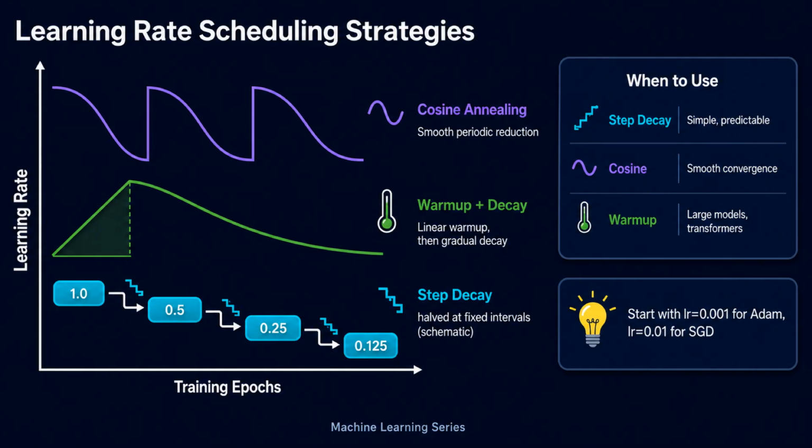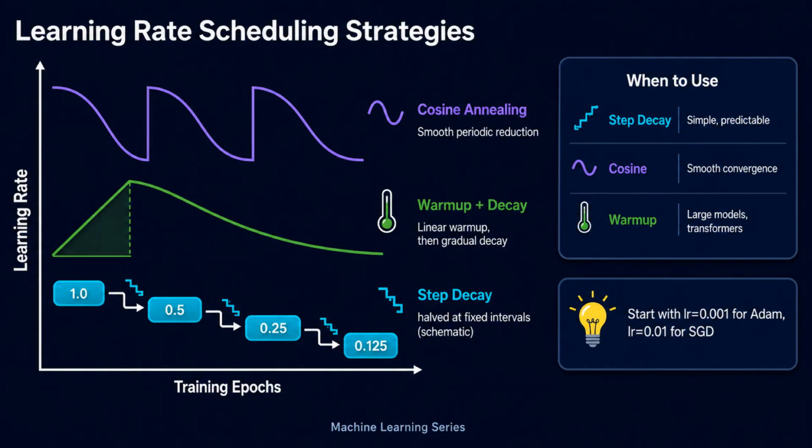Even with adaptive optimizers like Adam, the overall learning rate significantly impacts training quality. Learning rate scheduling adjusts the learning rate during training to get the best of both worlds: fast early progress and precise final convergence. Step decay reduces the learning rate by a fixed factor at predetermined epochs, such as halving it every 30 epochs. Cosine annealing smoothly decreases the learning rate following a cosine curve from the initial value down to near 0, which often produces better results than sharp step changes.